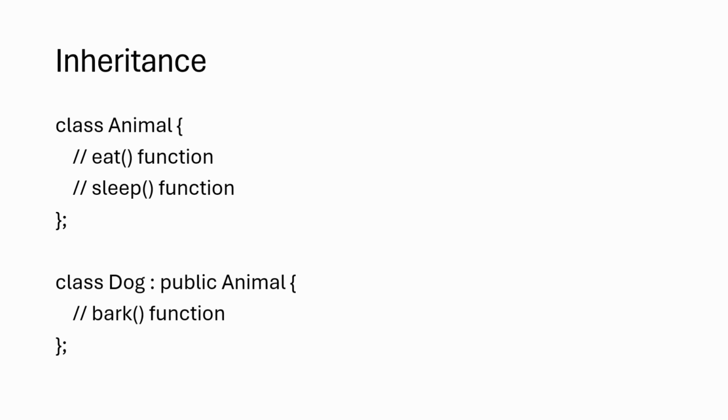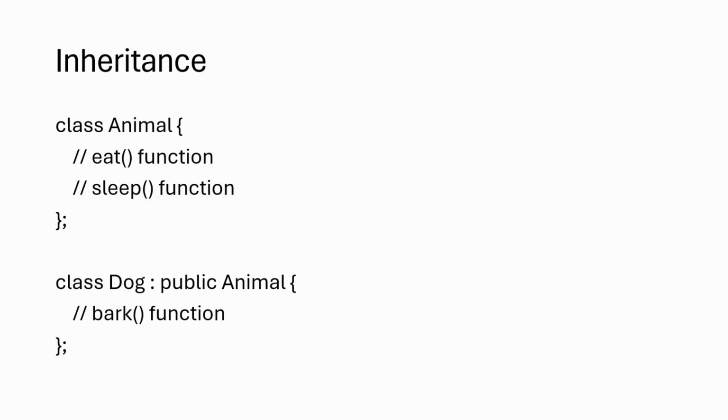I've got an animal example. There's a class called animal. It's got two functions in it: eat and sleep. That's going to serve as a base class. Now, if you want to derive something from it, you say class dog colon public animal. We're going to get to the types of inheritance, but that's how you derive a class. So a dog is an animal.